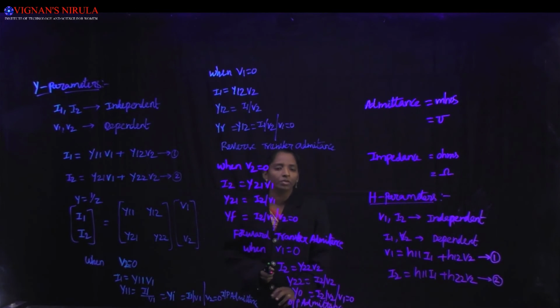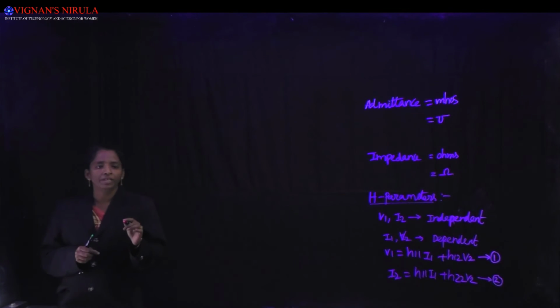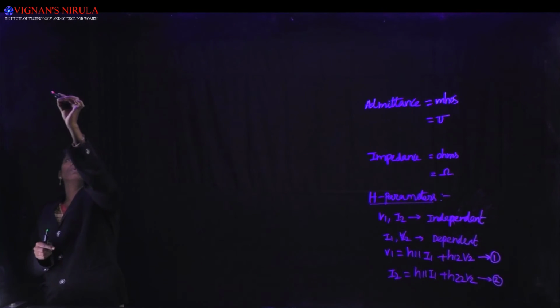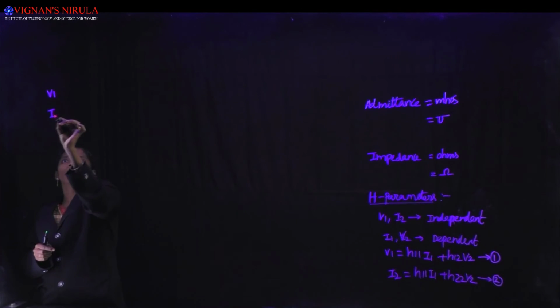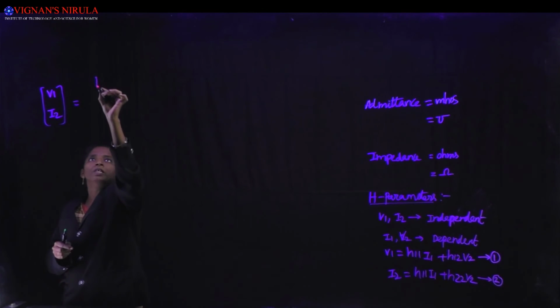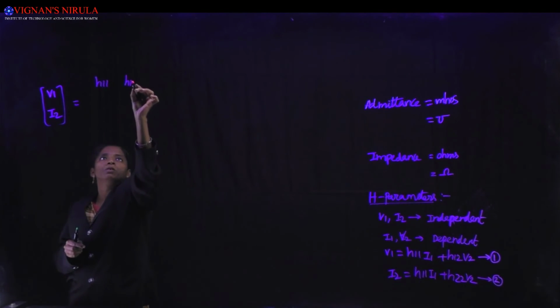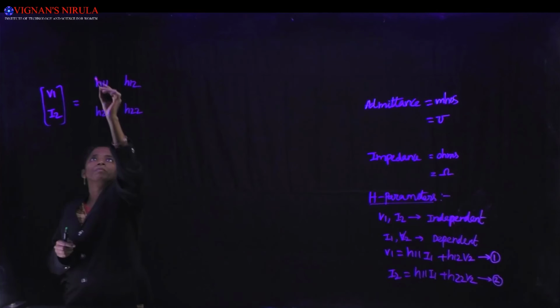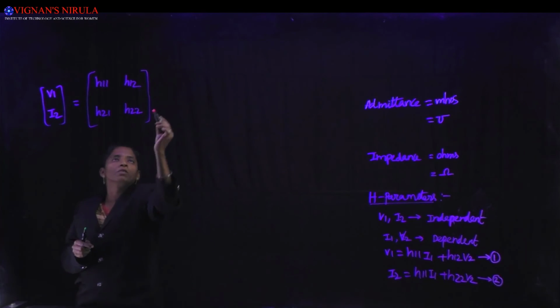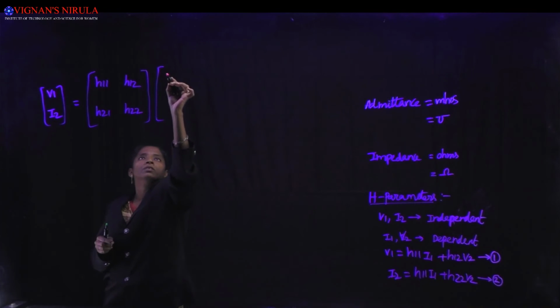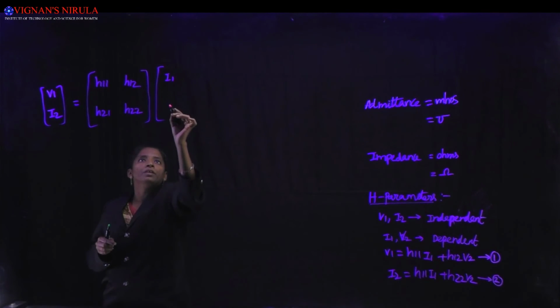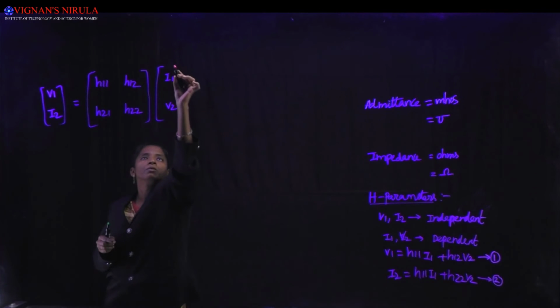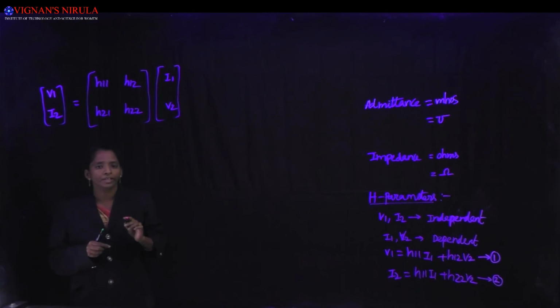Now we have to write the matrix for H parameters. The matrix for H parameters is [V1, I2] equal to [[H11, H12], [H21, H22]] into [I1, V2]. So this is the matrix for H parameters.